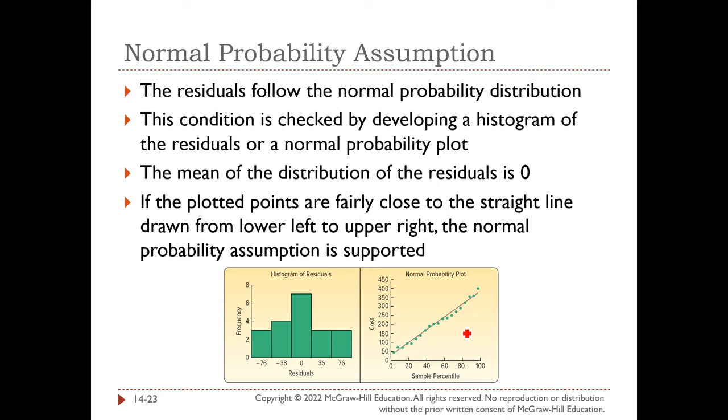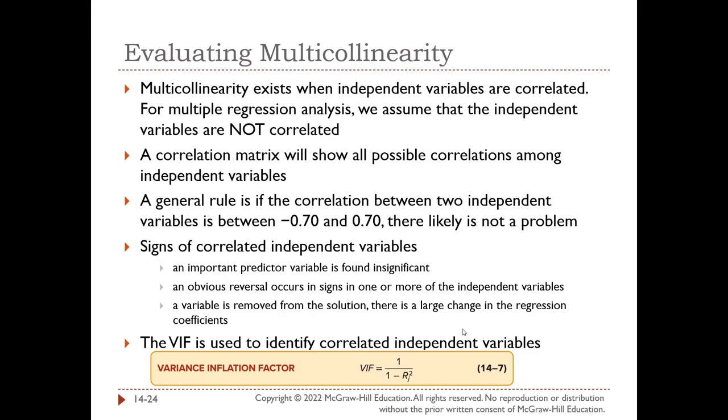The mean of the distribution of the residuals is 0. If the plot points are fairly close to the straight line, drawn from lower left to upper right, the normal probability assumption is supported. Again, they're graphing the 20 observations. It does appear the normal assumption is reasonable for both the histogram and the normal probability plot. The normal probability plot is often included in statistical software, and mostly like Minitab. Alright.